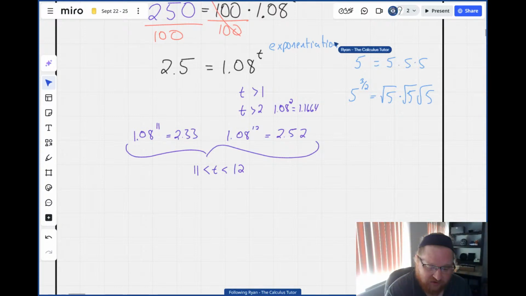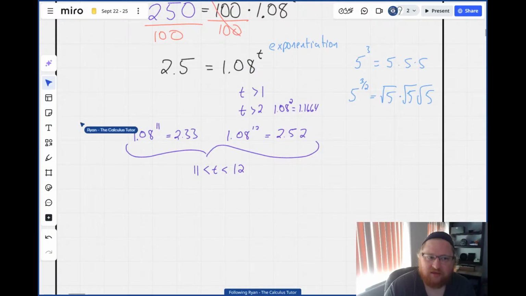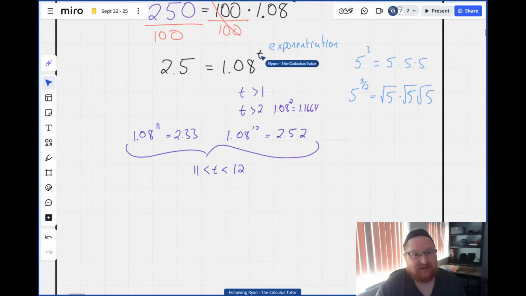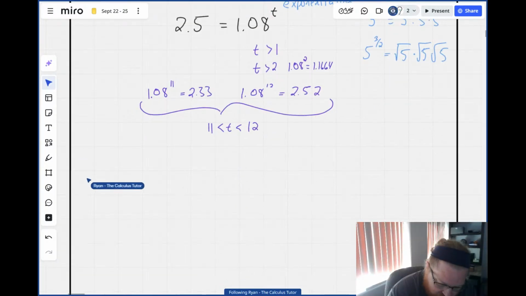So this is our issue that we're trying to deal with: exponentiation. We can't divide by anything, multiply by anything, add or subtract anything that will get this t by itself from here, unless we introduce logarithms. So here is where we justify logarithms.